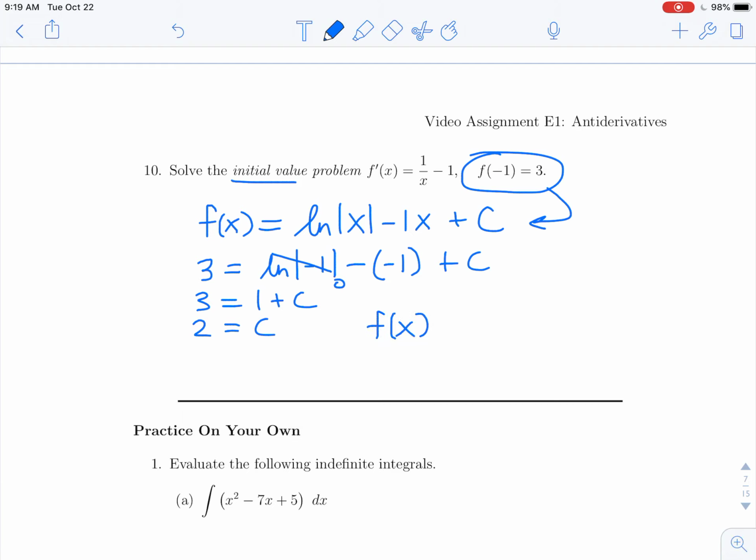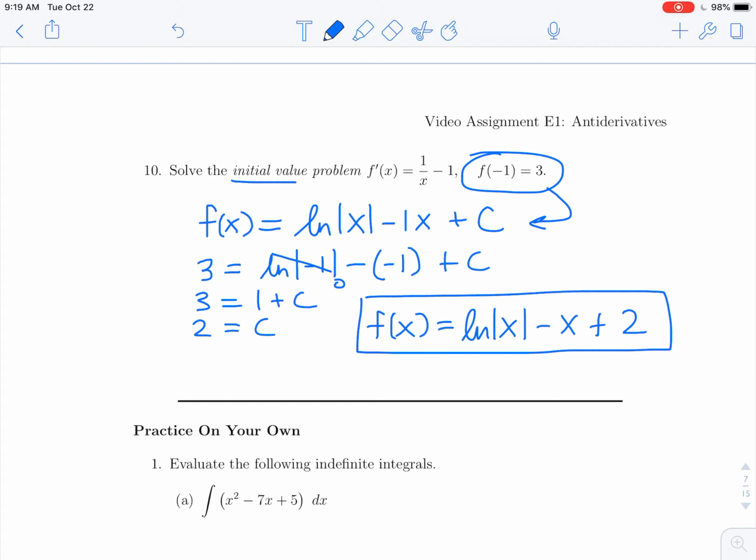So one solution of this initial value problem is f of x equals natural log absolute value of x minus x plus 2. And you can double check when you take the derivative, you get what you're supposed to get. And when you plug in your initial value, it works.